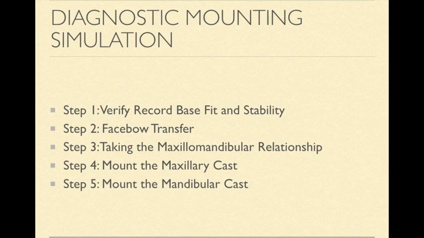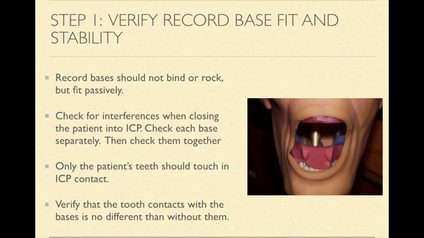So when we do a diagnostic mounting, we actually have five steps, which you already practiced in the sim lab. First is to verify the record base fit and stability. The record base should not bind or rock over a ridge, and it also needs to fit passively. And you have to check for interference when closing the mouth into the ICP location. You have to check each base separately and then check them together.